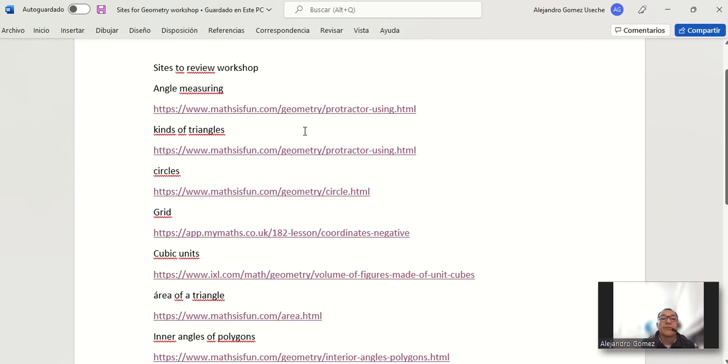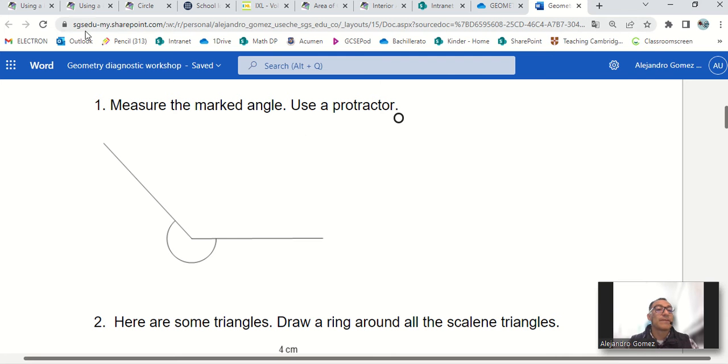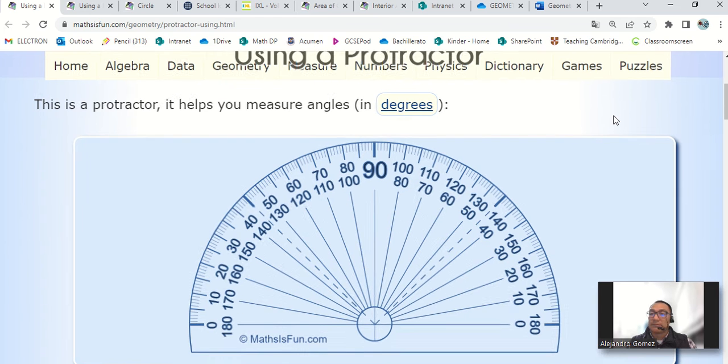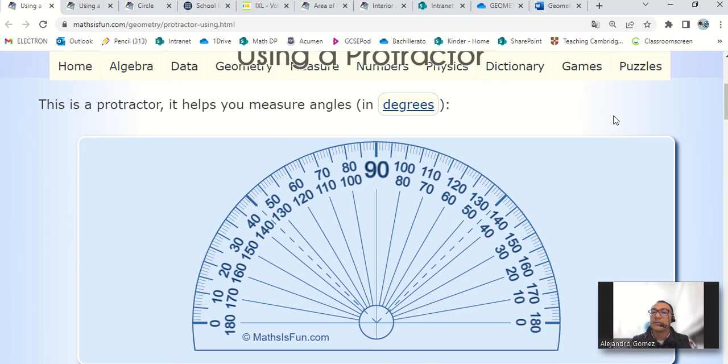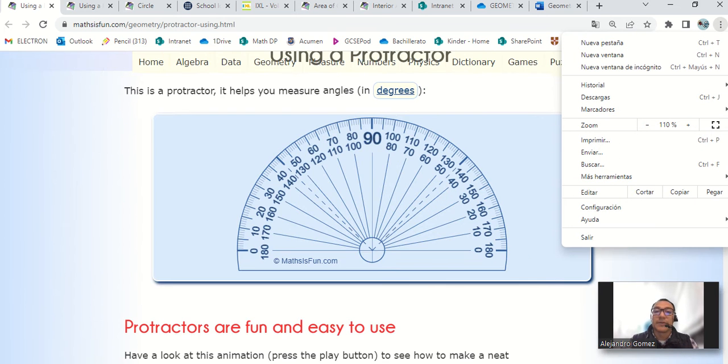All right. Besides, I want to show you this. I am going to leave this document aside for your access. It has all the links for the different exercises I'm going to share with you. Let's say, for example, using a protractor. So once again, we want to have this a little bit smaller so we can tell.